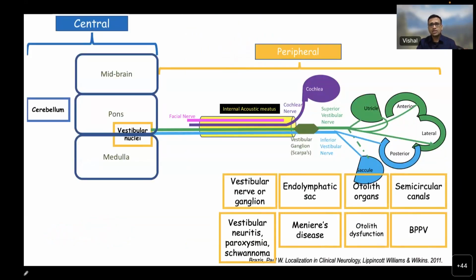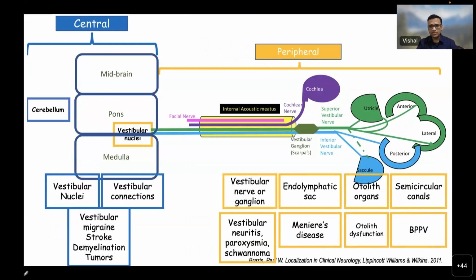So this is the localization. I'm not going to go into the details of the peripheral ones, but the central ones we have to localize. It is very important to decide what is the etiology and what is the localization.